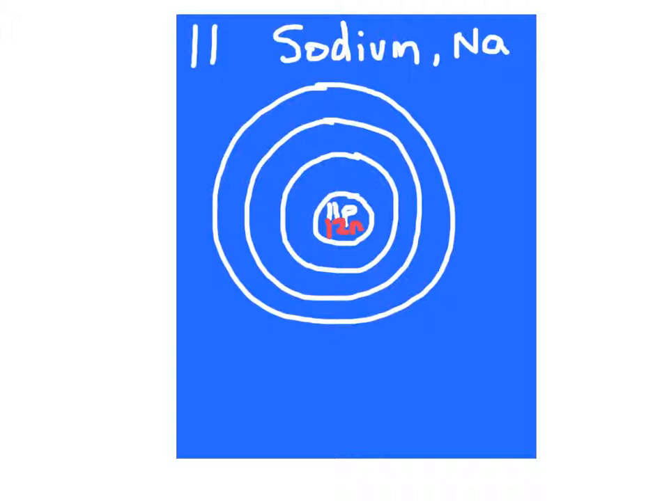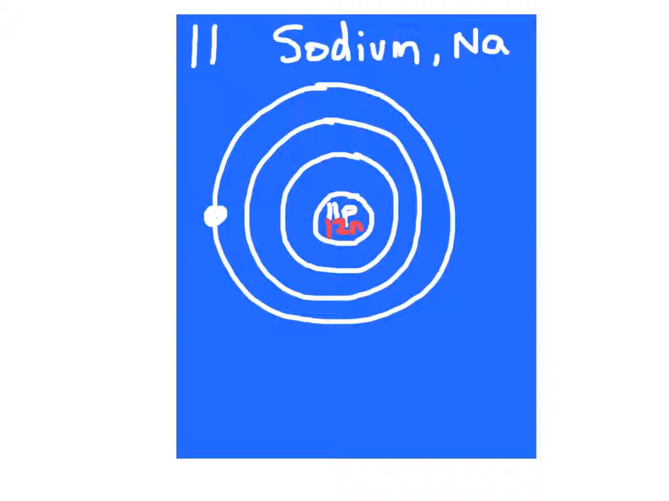Next, I'm going to put the electrons in. Sodium has 11 electrons total. If I look, sodium is in group 1A, so that means it has 1 valence electron. Always start with your valence electrons. So I'm going to put 1 valence electron here. Okay, and now I've got to place all the rest of them.